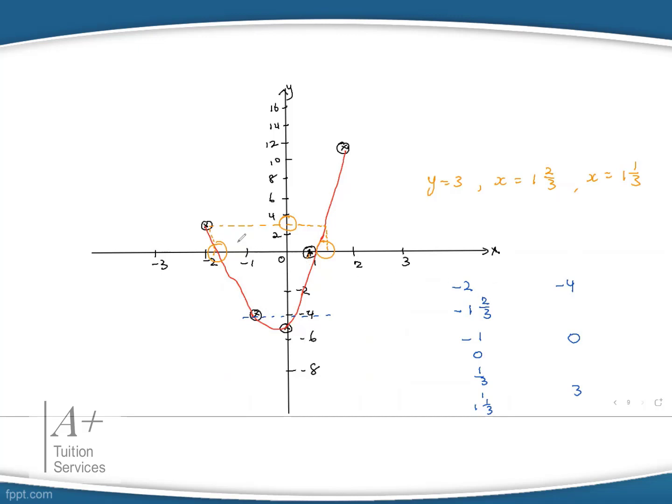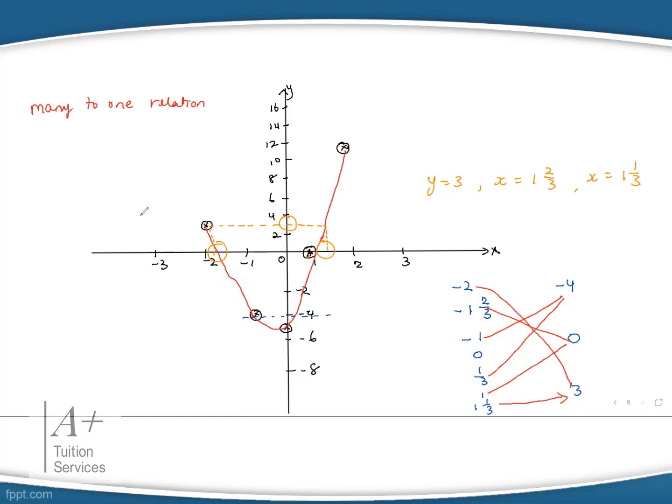So minus 2 maps onto 3. So when x is minus 2, it maps to 3. So minus 2 is mapped onto 3. Minus 1 and 2/3 is mapped onto 0 because that is on the 0 column here. Minus 1 is mapped onto negative 4. And a third is also mapped onto negative 4. And 1 is mapped onto 0. And 1 and 1/3 is also mapped onto 3. So in this relation, we have a many-to-one relation. So we have more than one value mapping onto one coordinate.